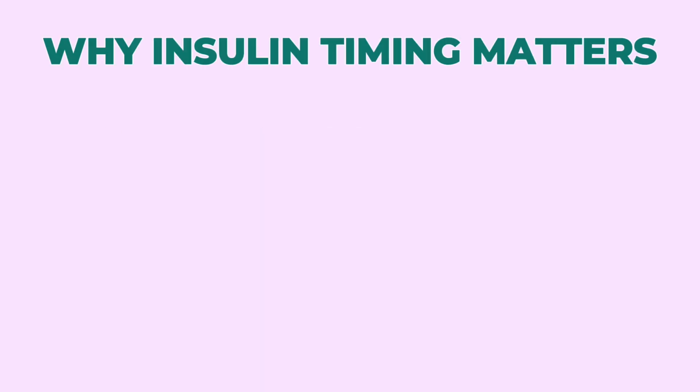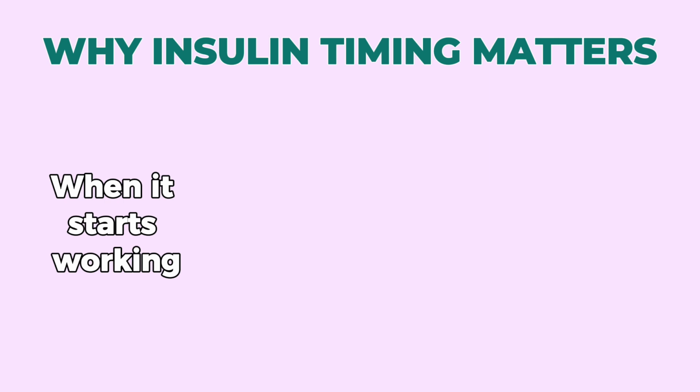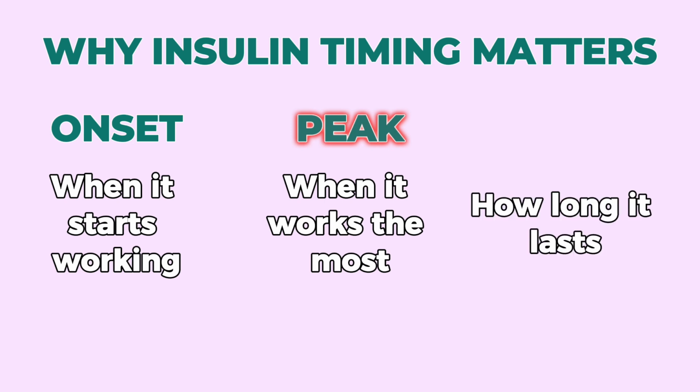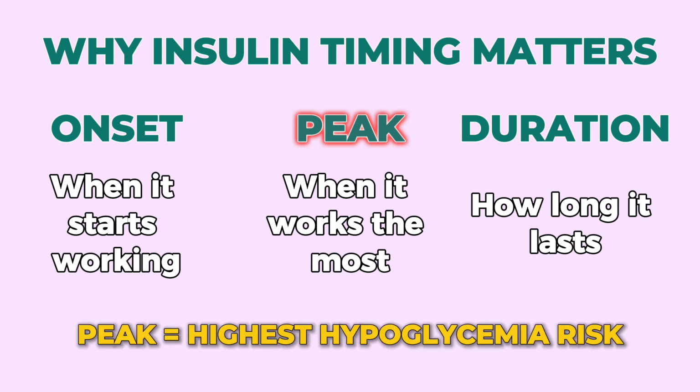To keep your patient safe, you must know three things. 1. When the insulin starts working, that is the onset. 2. When it works the most, that is the peak. 3. How long it lasts, that is the duration. Onset, peak, duration. These three words are your framework for everything in this lesson.